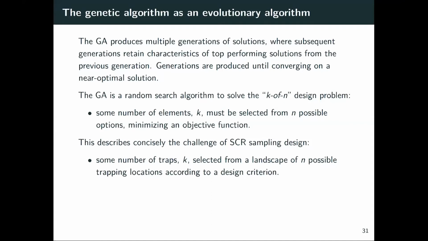The genetic algorithm is a random search algorithm to solve what's known as the K of n design problem, where some number of elements K must be selected from n possible options that minimize an objective function. That might sound a bit ambiguous, but in reality, it concisely describes the challenge of oSCR sampling, where some number of traps K is selected from a landscape of n possible trapping locations according to a design criterion. You can imagine that we have n possible locations where we can trap, but your budget has 50 traps. That's K. So you try to find the 50 positions of n that optimize the criterion.